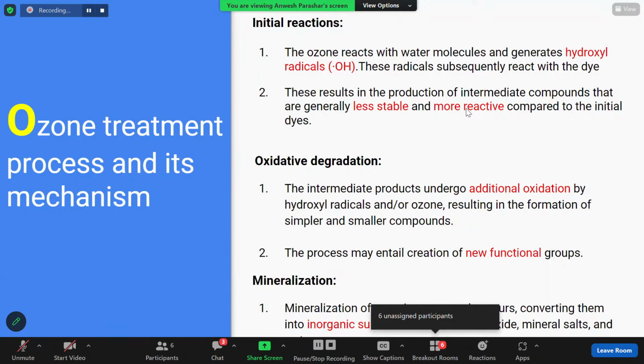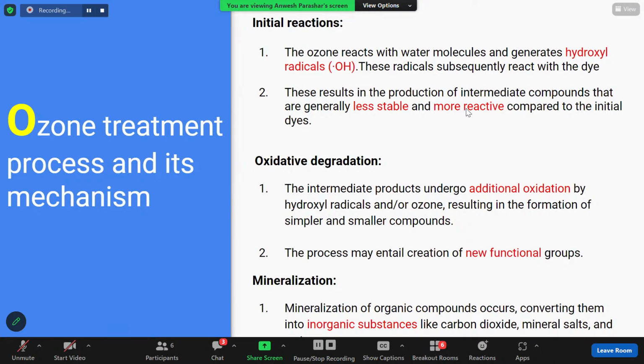Yes. Then there is the mechanism, as in how ozone treatment is processed. The ozone treatment is basically comprised of three steps. The first one is the initial reaction. When ozone is introduced into the water containing dyes, the ozone reacts with water molecules and generates hydroxyl radicals. These radicals subsequently react with the dye molecules, resulting in the production of intermediate compounds that are generally less stable and more reactive when compared to the initial dyes.